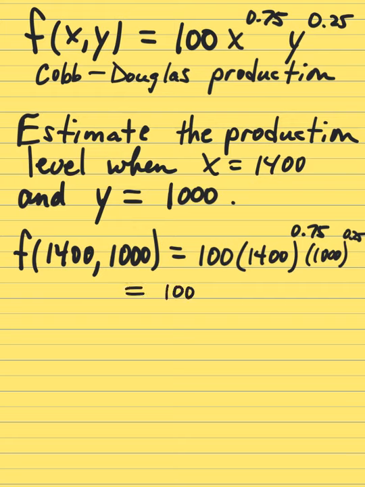let's see, we've got 100. Okay, 1,400 raised to the 0.75 power. And let's see, let's carry this to about 3 decimal places until the end. The more decimal places you keep along the way, the more accurate your final answer will be. I've got 228.874. Now, if you're careful, you can type this in all the way. You don't have to do it a little bit at a time. 1,000 to the 0.25. I get 5.623.